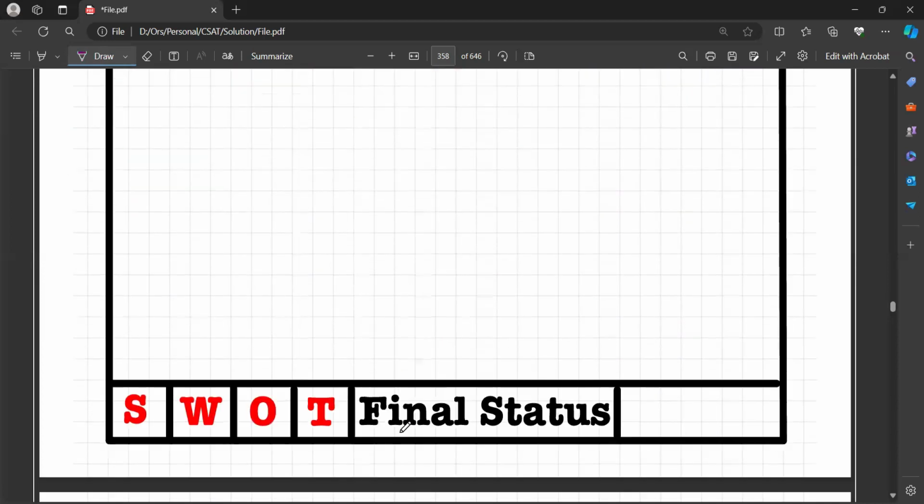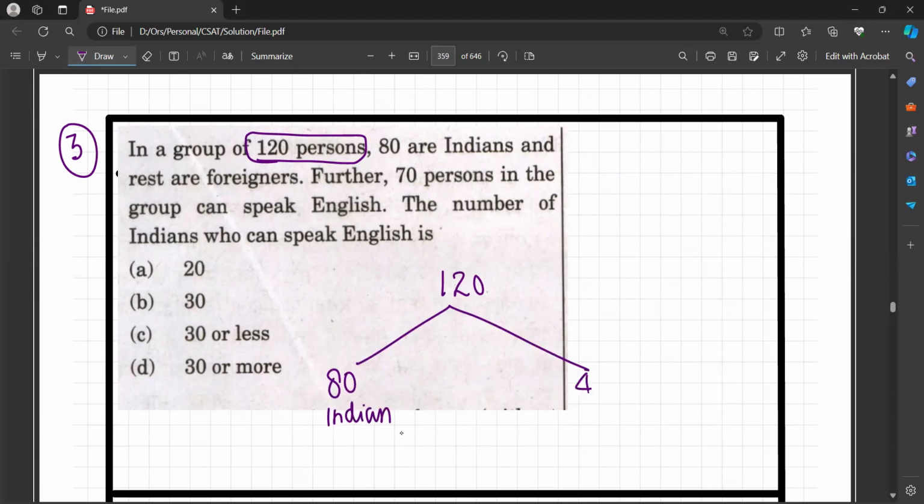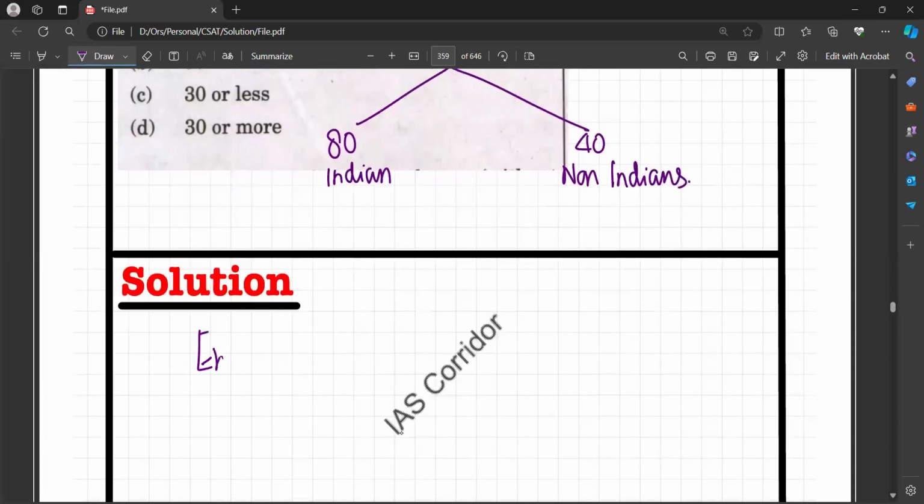That is question number 3 for you. In a group of 120 persons, 80 are Indians. Do this chart. 80 are Indians. The remaining 40 are foreigners, or we can say non-Indians, right? 70 persons in the group can speak English. So total English speaking can be 70. It can be Indian, it can be non-Indian, right?